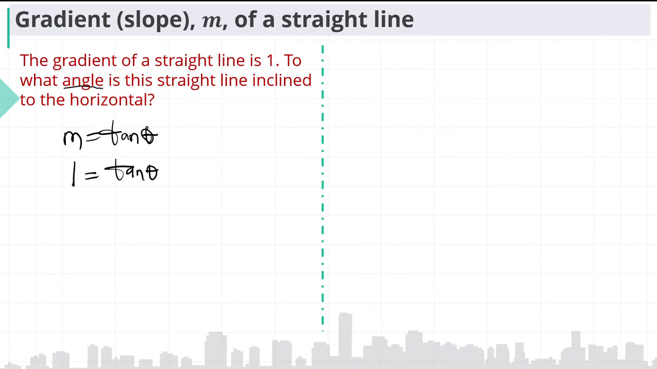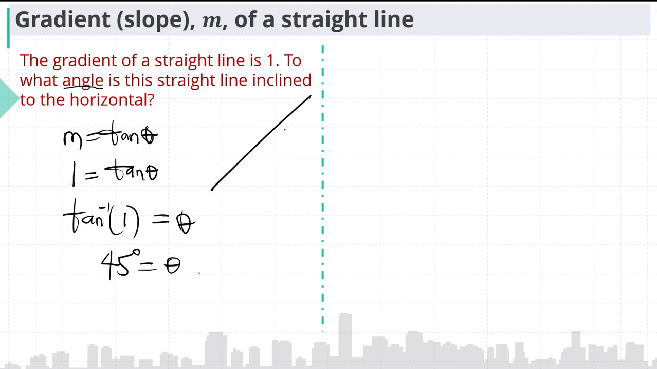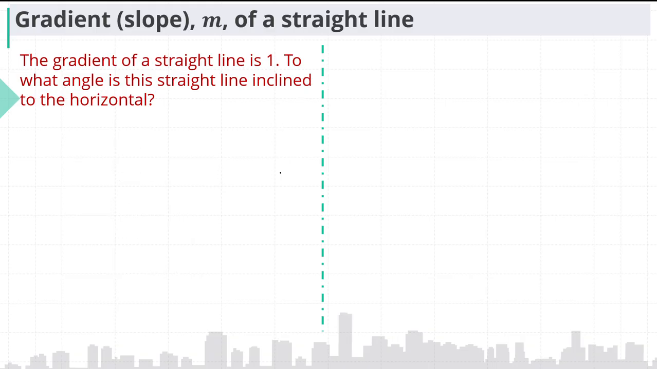We are to find the angle that the straight line makes with the horizontal, that's theta. So we take tan inverse of both sides. Taking tan inverse of both sides, we get 45 degrees. That's all. The angle made by the straight line to the horizontal is 45 degrees.